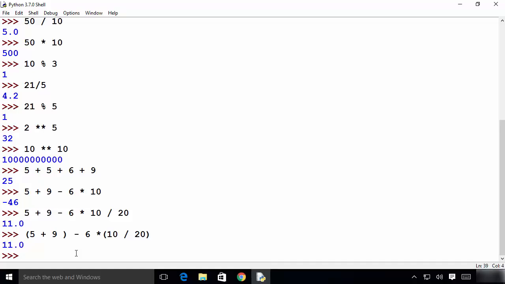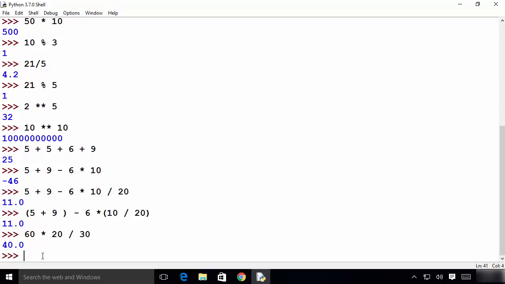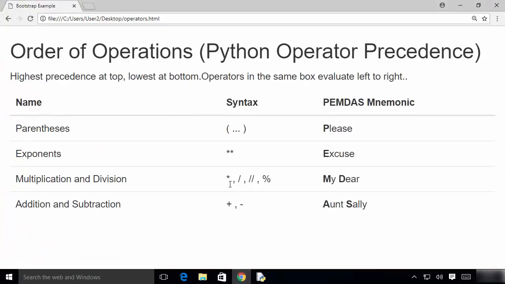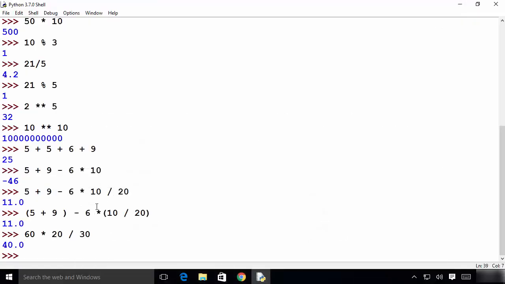Once again, for example, you use 60 multiplied by 20 divided by 30 and then press enter, it will give you 40. But in which order will this calculation happen? First of all, this multiplication will take place because in the table we have seen that the multiplication operator and division operator have the same priority, and that's why the priority will be decided from left to right.